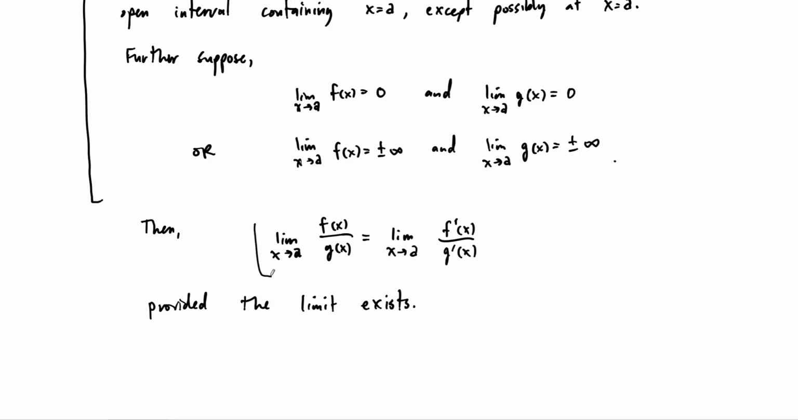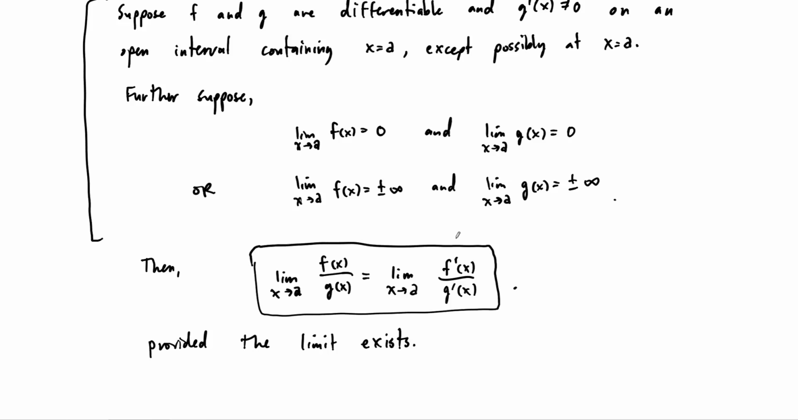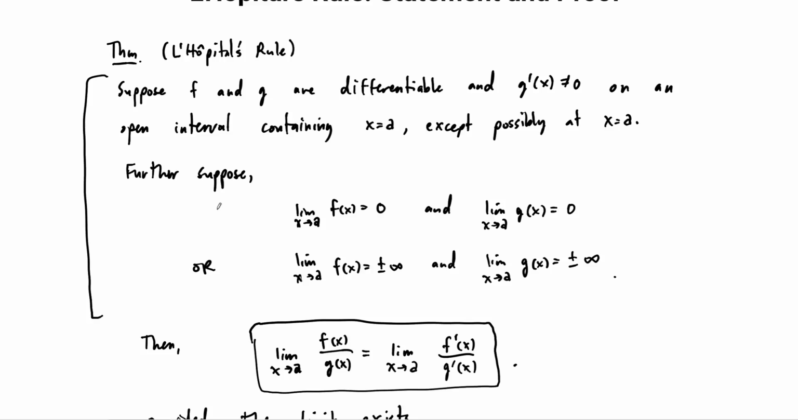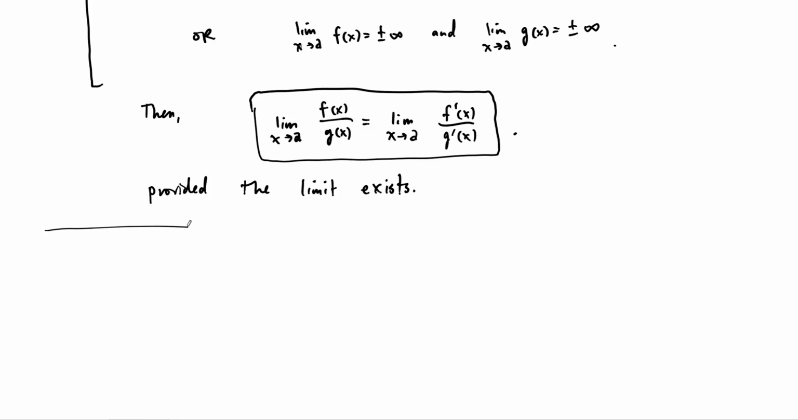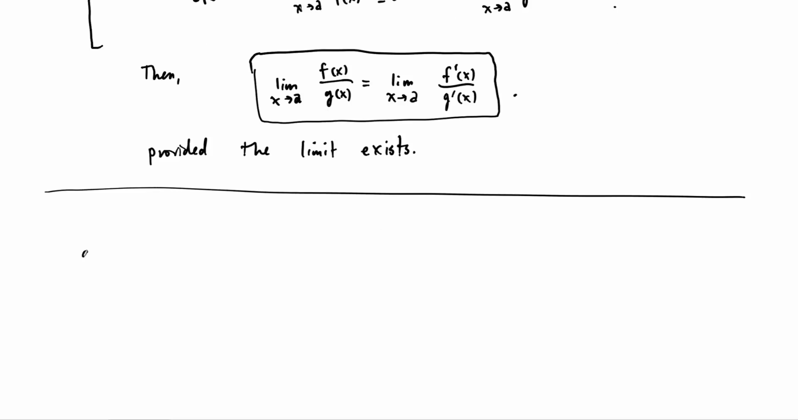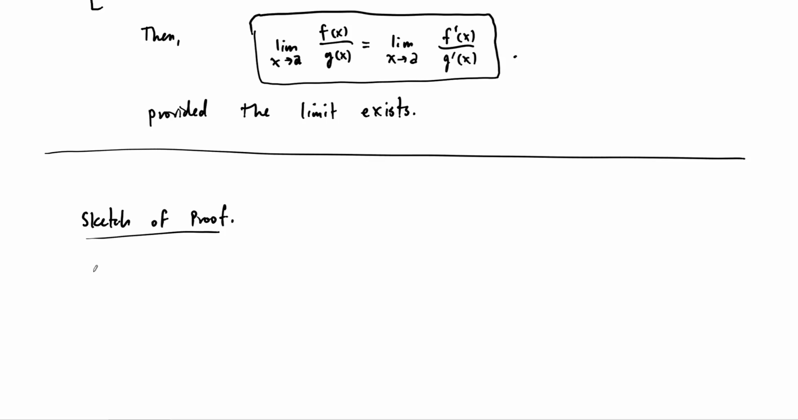A lot of people will remember this formula as L'Hopital's rule, but this formula by itself is not good enough. You need to also have all of the setup above. All right, so on that note, let's prove this. So let's at least sketch a proof. Sketch of proof just means I might not write out every single detail. But let's do the case where the limits are both 0. So the first case. Let's suppose that f and g satisfy the assumptions that we just went through.